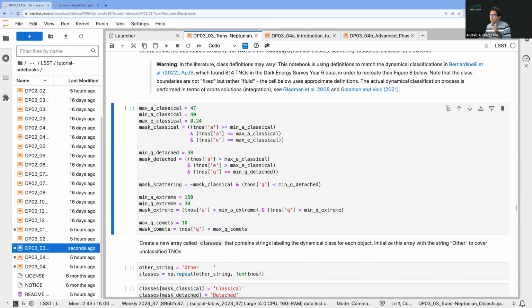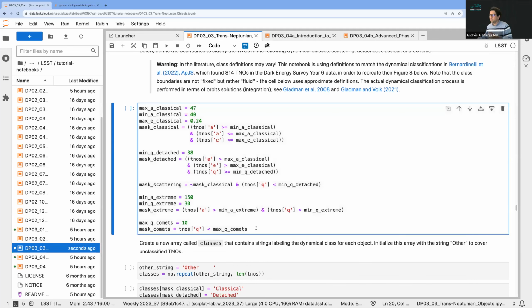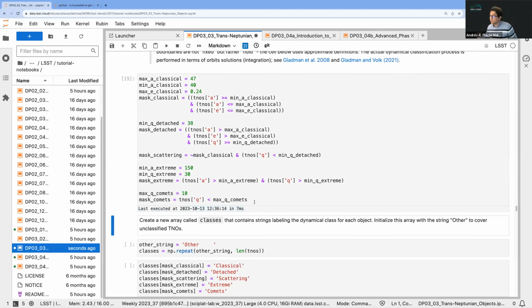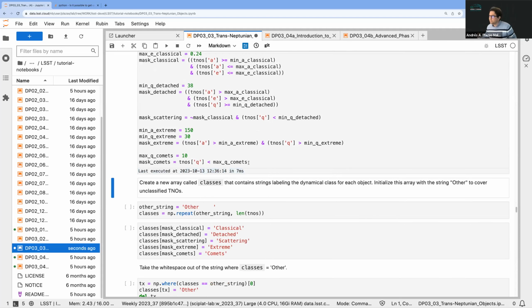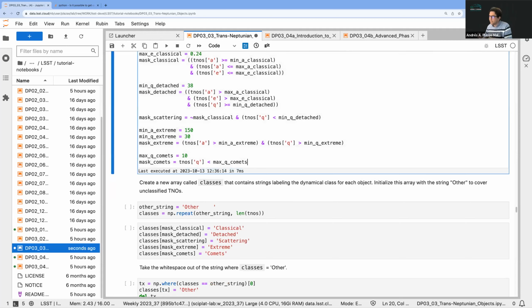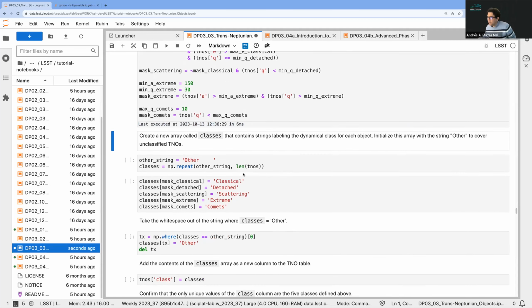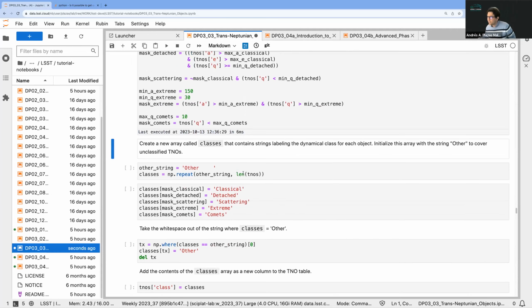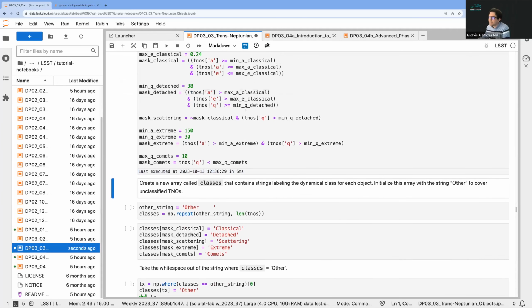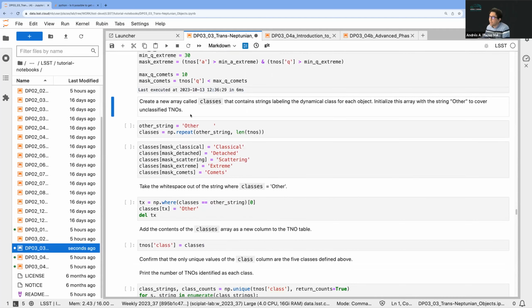But for the purposes of this notebook, we're going to work with these bounds, with these boundaries. So here I'm just making all the cuts for the classical, for the detached, for the scattering. Then you do all the logic, and then you create your mask, and these are the masks. And then here later I define the actual data. But before, these are the masks for each individual class.